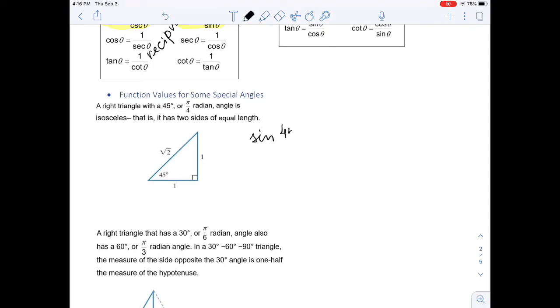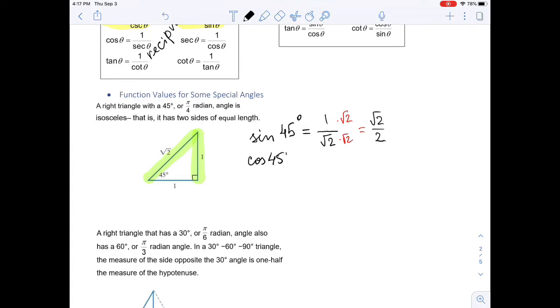sine 45 degrees. It's a quotient of the side opposite to 45 degrees to the length of hypotenuse. So we have 1 over radical 2. If we rationalize the denominator by multiplying top and bottom of the fraction by radical 2, we get radical 2 over 2.